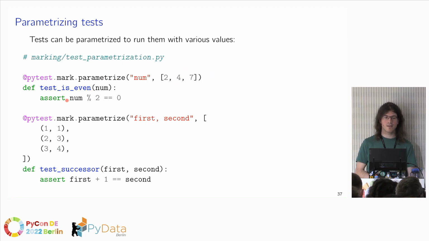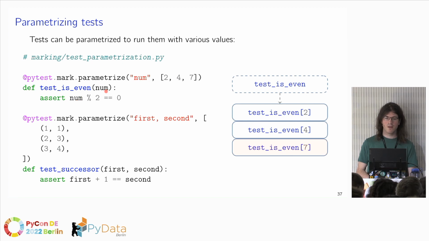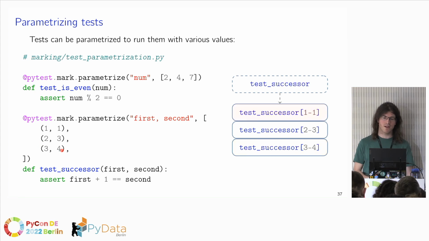So here, the test is even, would basically turn into 3 tests, one with 2, one with 4, and one with 7, which would then fail. If we want to parameterize multiple arguments, we instead pass a list of tuples. So we say, if we put in 1, then we should get out 1. If we put in 2, 3, 3, 4. And there, of course, again, the first test would fail here.